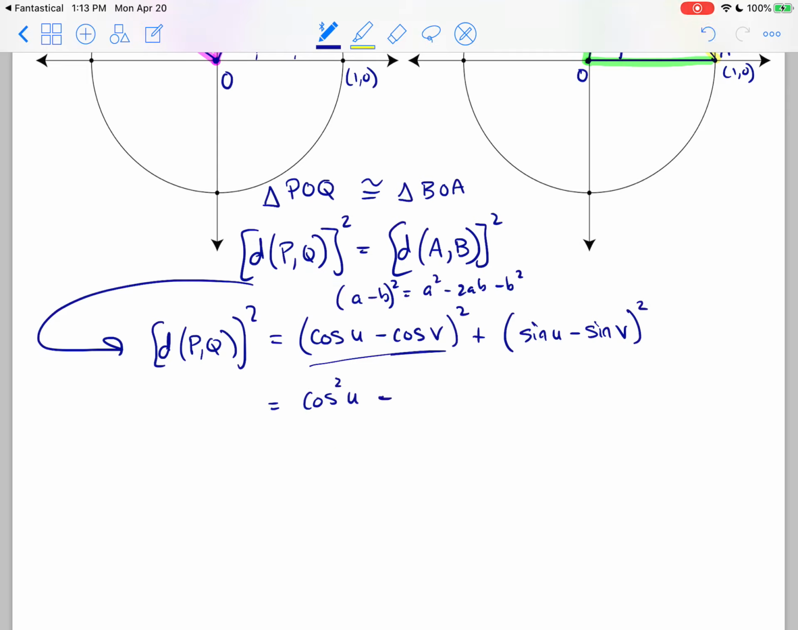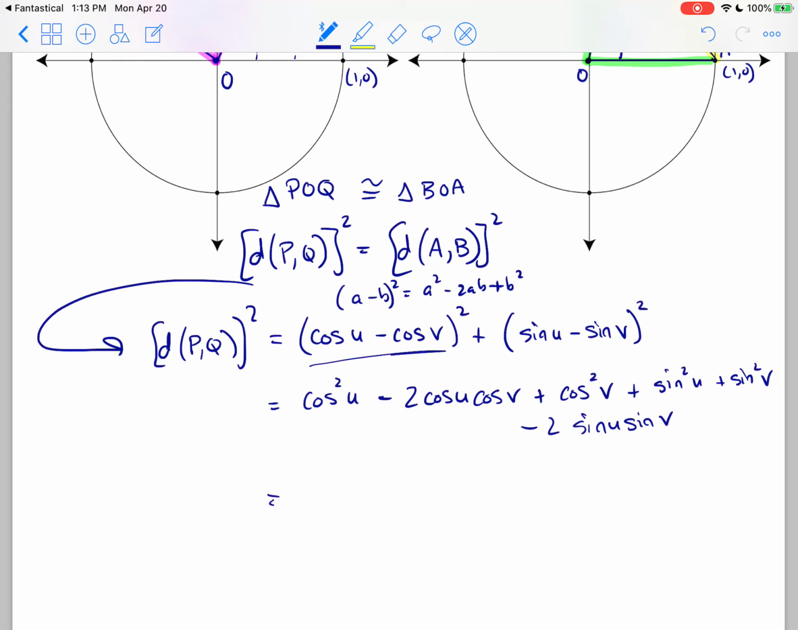So we have cosine squared u minus 2 cosine u cosine v, and then plus, sorry, this should be a plus here, plus cosine squared v. Then we also have, when we multiply this out, sine squared u. We also get a sine squared v, and then we have minus 2 sine u sine v.